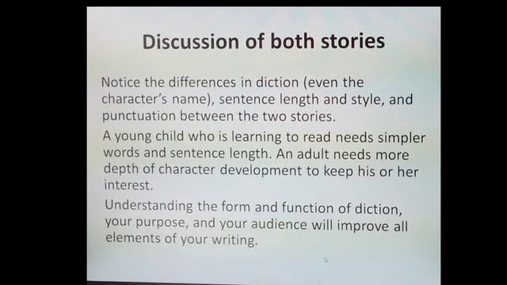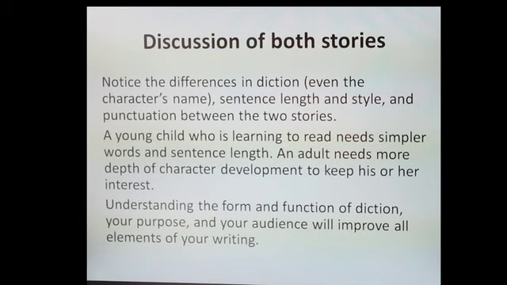So if we compare the two, we have the differences in diction, even the character's name, Tommy versus Thomas. We have sentence length and style, and punctuation between the two stories. All of those things are completely different because of who our audience is. A young child who is learning to read needs simpler words and sentence length, and an adult needs more depth of character development to keep his or her interest.